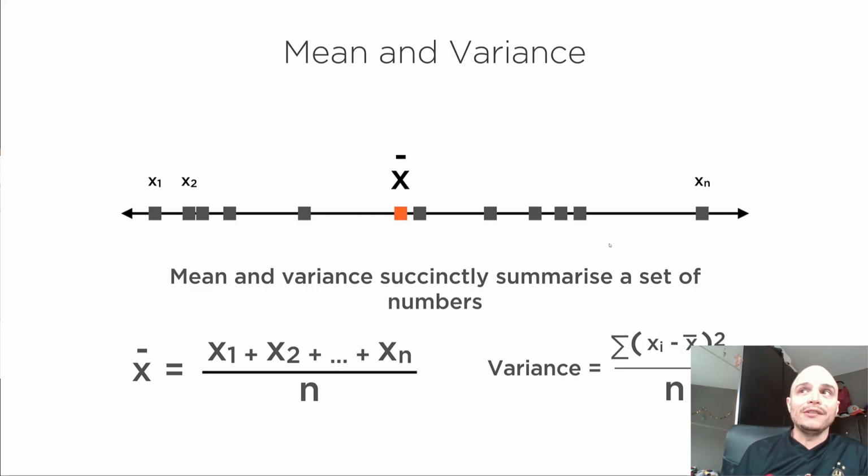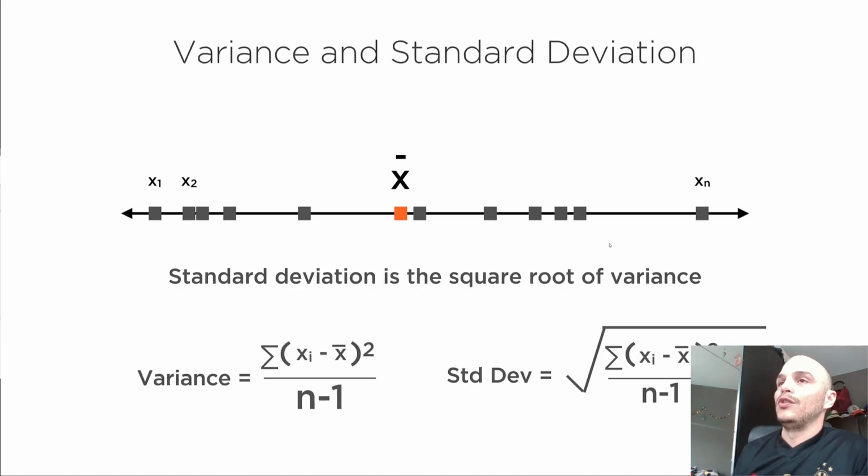So mean and variance summarize a set of numbers. As you can see on the screen, we have the mathematical formulas to get the mean and the variance. But don't worry, you don't need to learn this. In the next videos, we are going to use some Python libraries that will allow us to calculate this without knowing the real formula behind it. The only thing you need to know is what it does, basically. So we also have the variance with the correction and the standard deviation, which is really important to analyze our data.